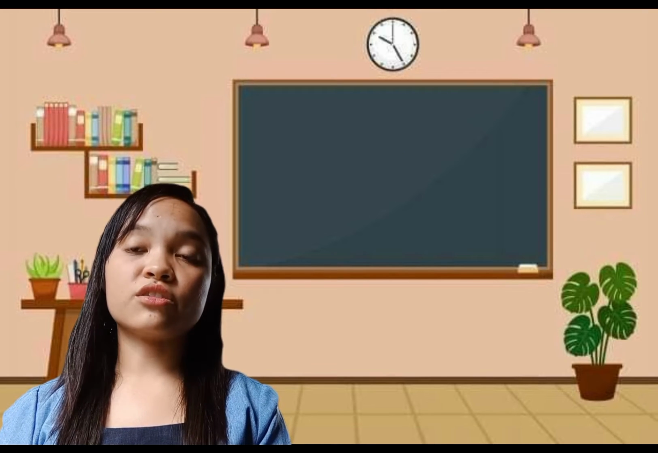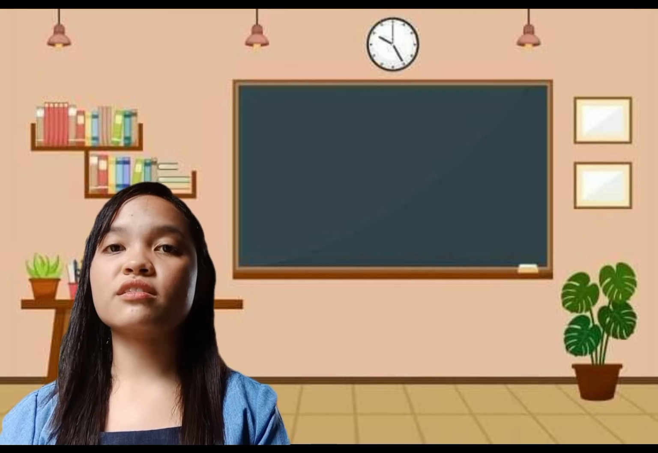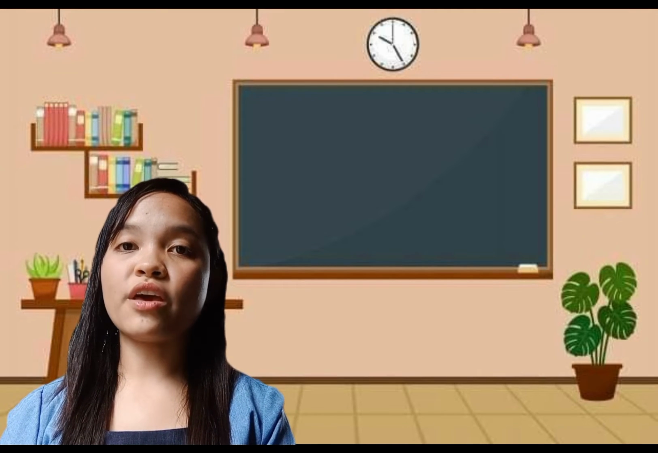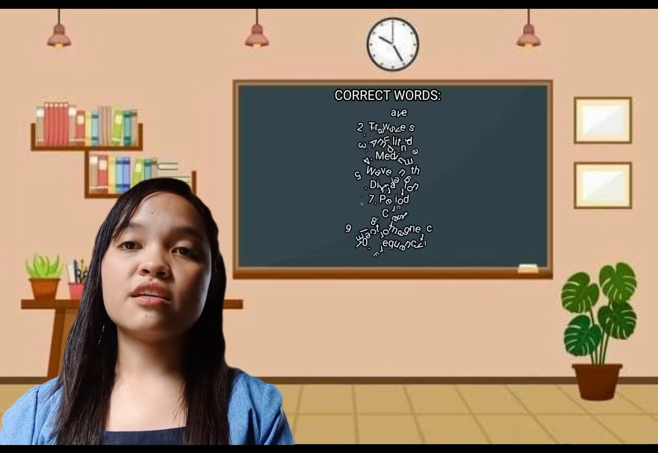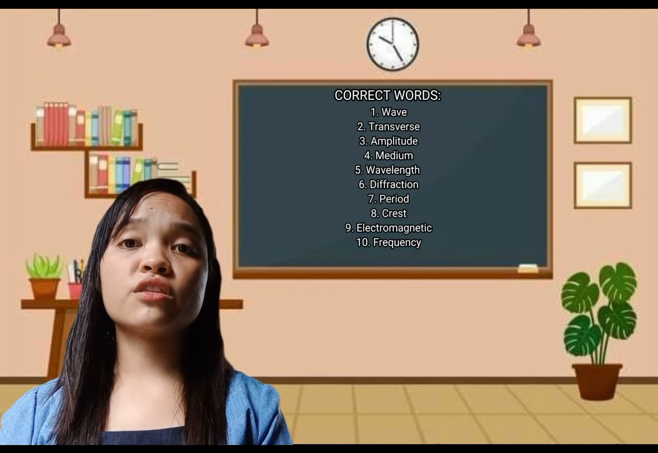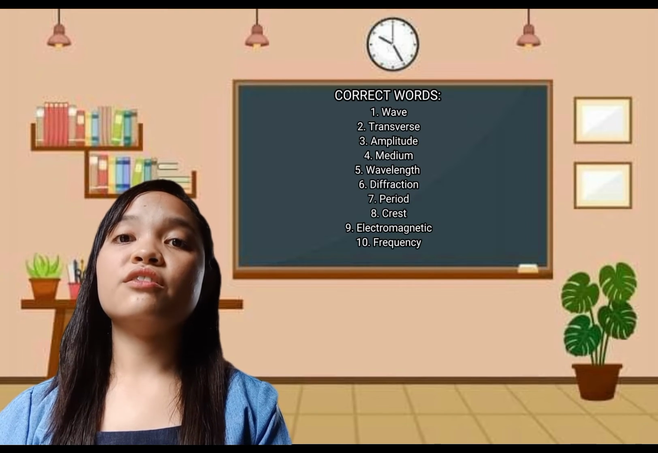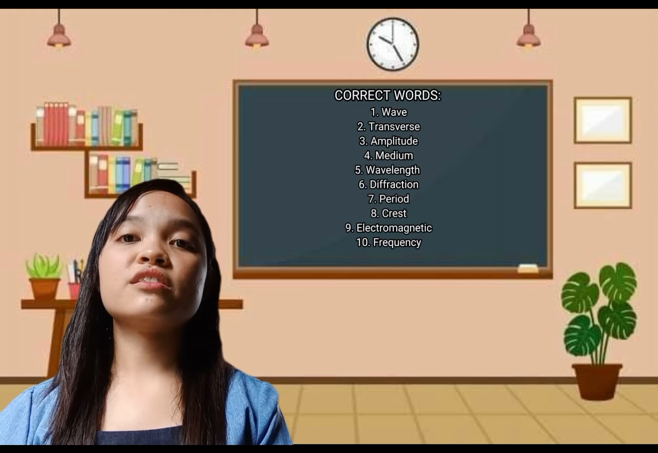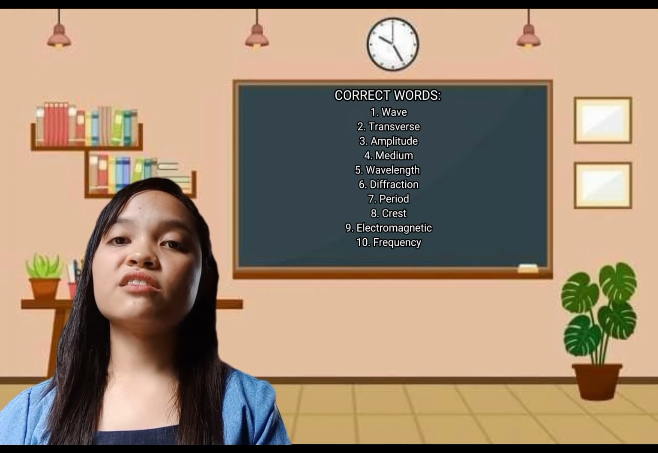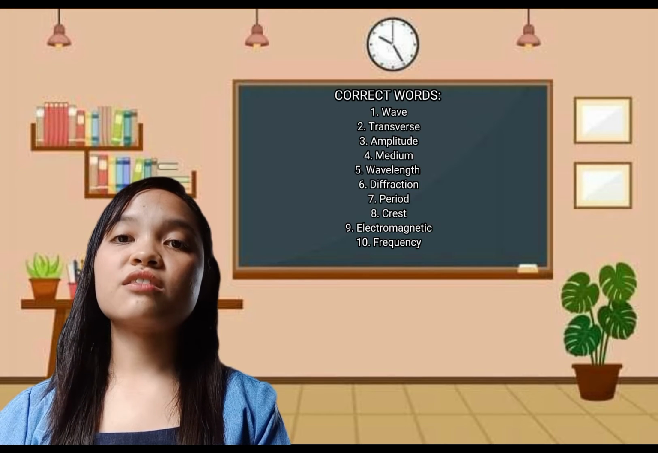To check if you got the correct answer, I will flash the unscrambled words on your screen. So in number 1, we have wave, second, transverse, third, amplitude, fourth, medium, fifth, wavelength, sixth, diffraction, seventh, period, eighth, crest, ninth, electromagnetic, tenth, frequency.